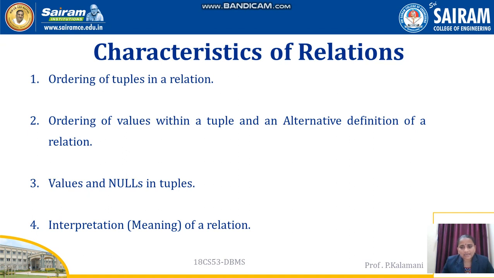There are four characteristics. The first one is ordering of tuples in a relation. The second characteristic is ordering of values within a tuple and an alternative definition of a relation. The third characteristic is values and nulls in tuples. How the attributes are going to take the values, and sometimes we are going to represent nulls, that will be represented in the third characteristic. And the interpretation of a relation, the meaning of a relation, is an important characteristic. Now we'll see one by one.